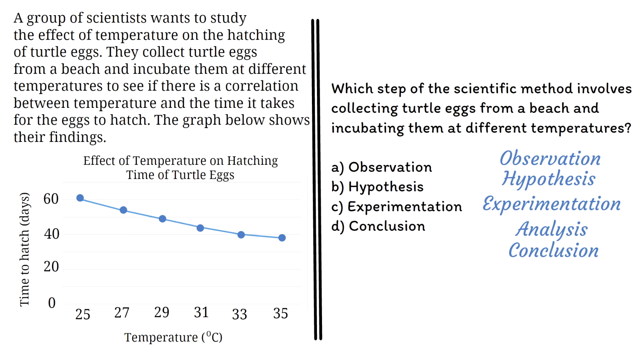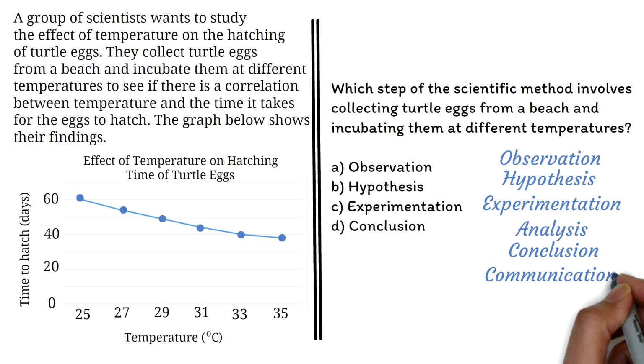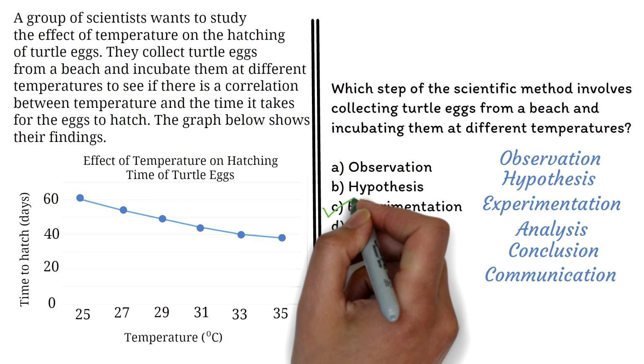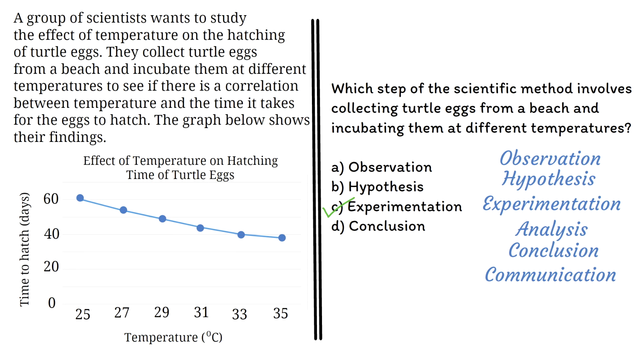Please note that there are different variations of these steps, but the idea is always the same. The most common one is the addition of communication as the last step. For this question, the correct answer is C, experimentation. This step involves designing and conducting experiments to test the hypothesis formulated. In this case, the scientists are manipulating the temperature of the eggs to determine if it has an effect on the time it takes for them to hatch.